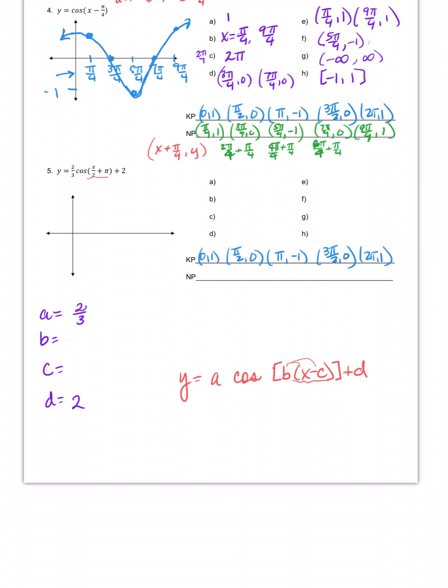So let's just think about this for a second. If I have x over 2 plus pi, that means I have 1/2 times x plus pi, right? If I need to factor that 1/2 out, I'm left with x.